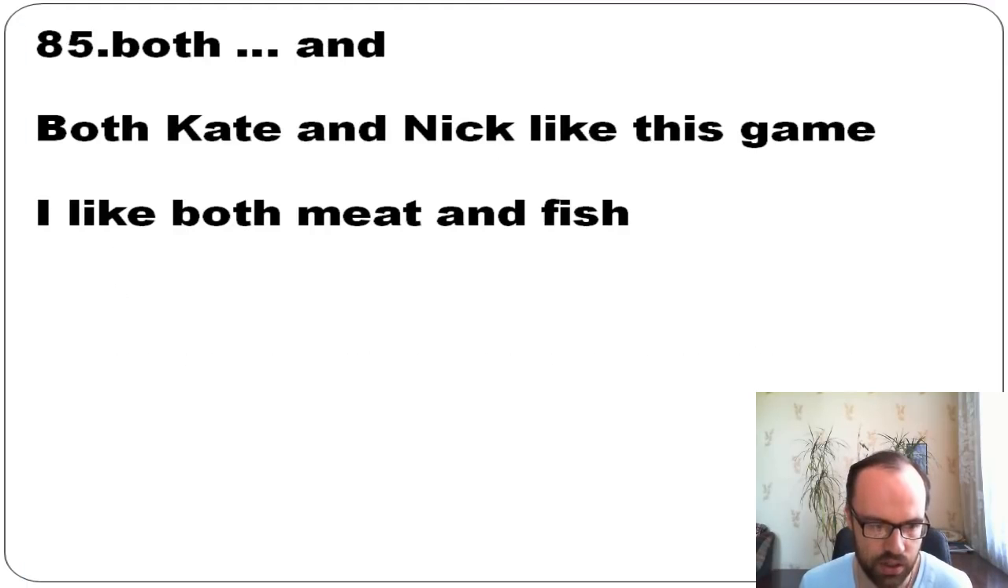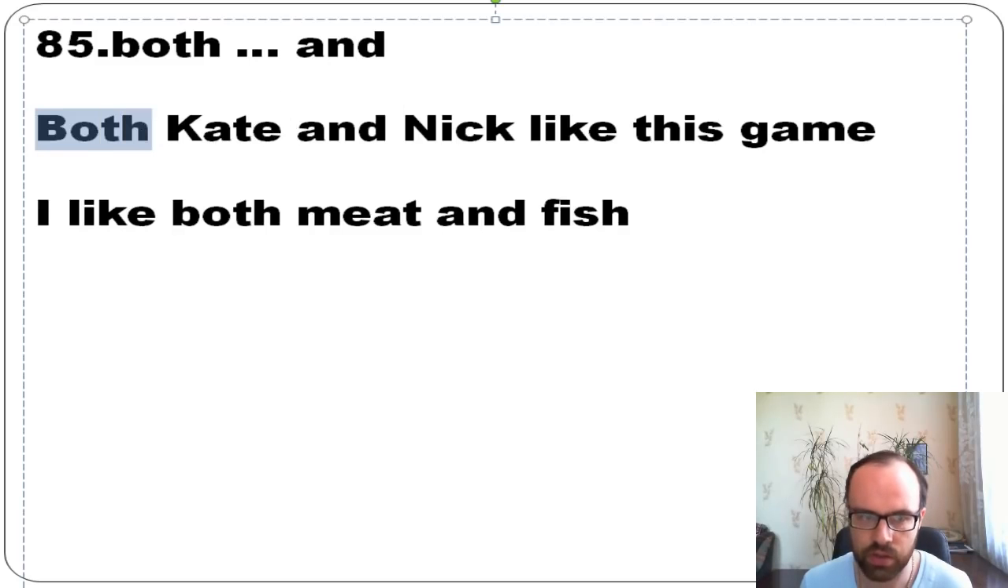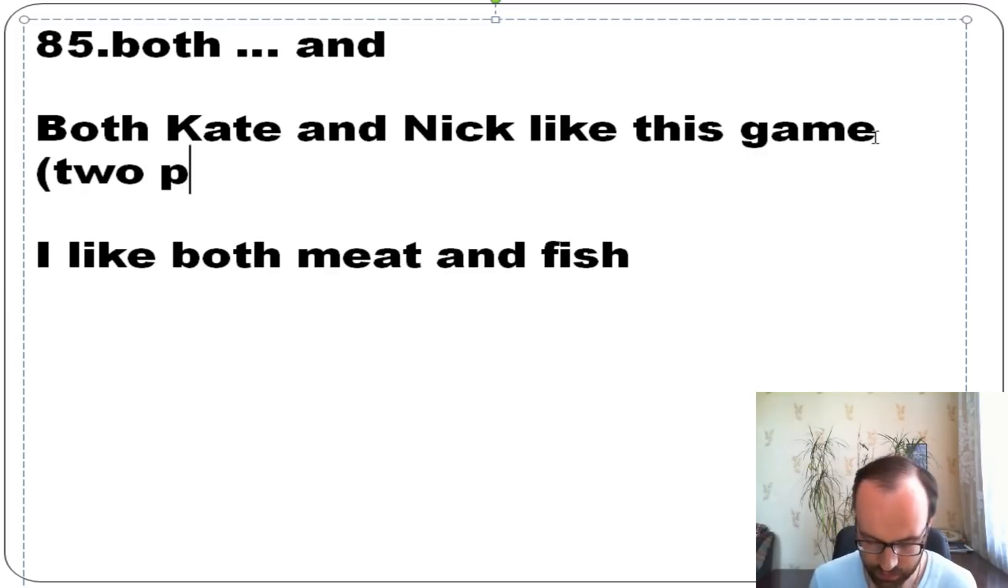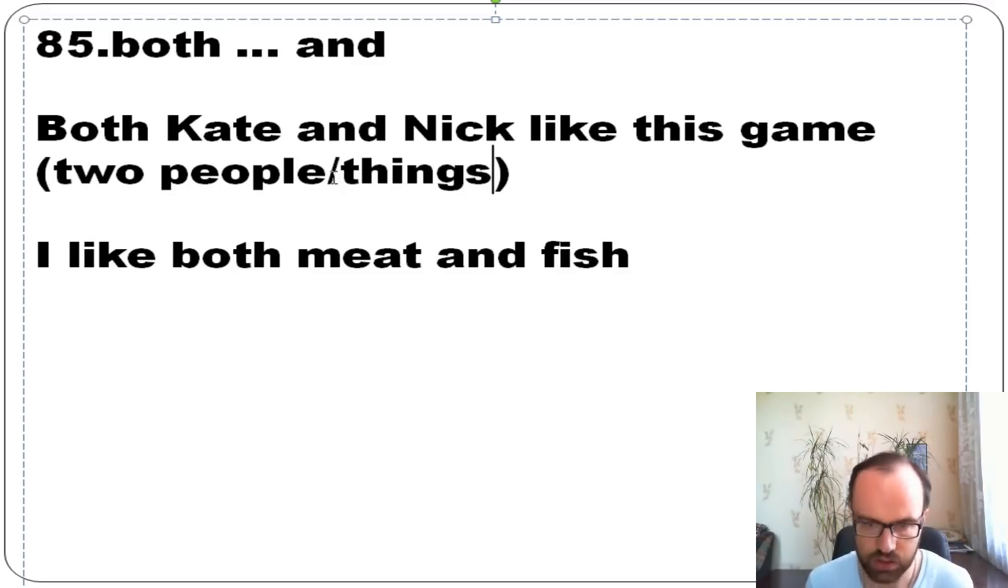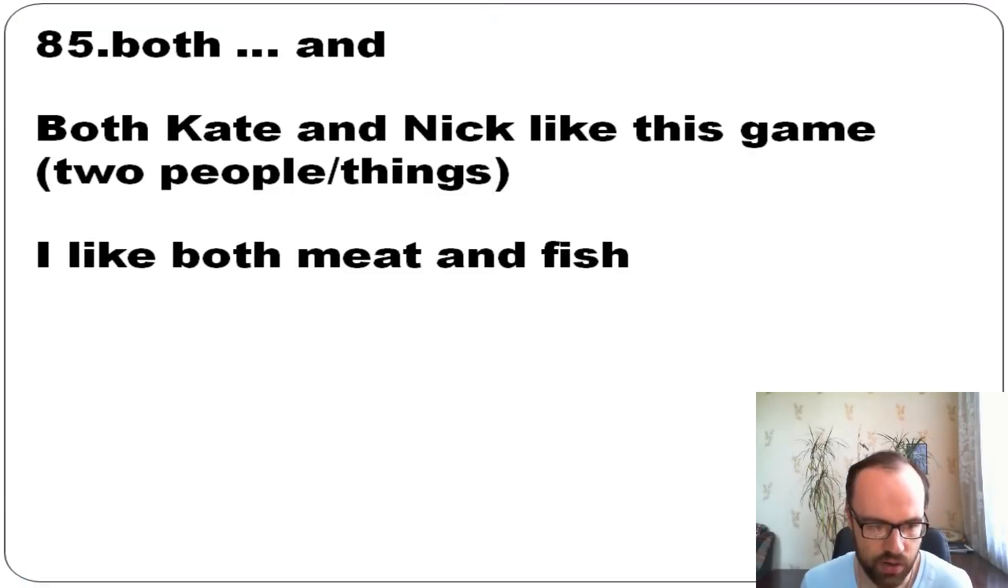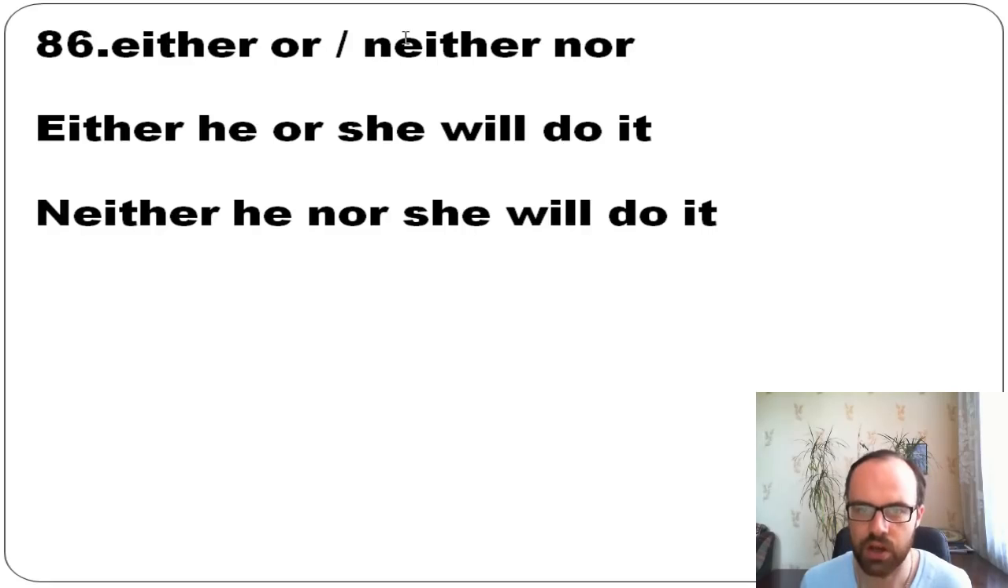Okay, next. Both Kate and Nick like this game. So two people. So they both like this game. Two people or two things. I like both meat and fish. Okay. Next, either or, neither nor.